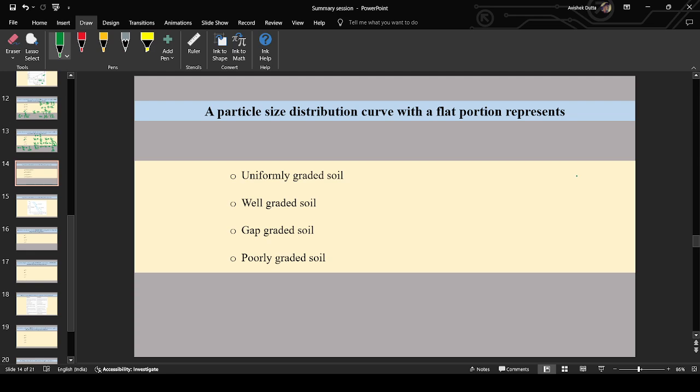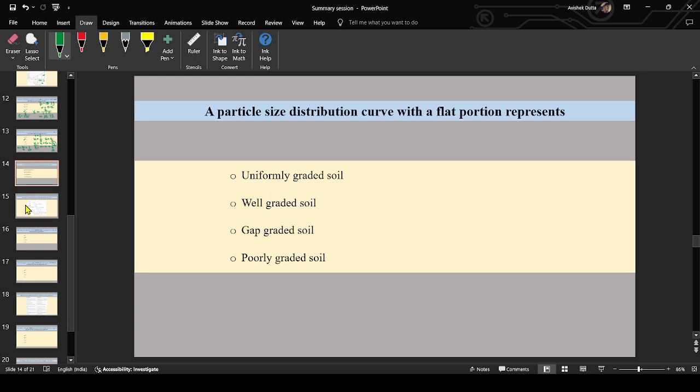Well graded soil means it has a proper percentage of all the particle sizes, which ensures a very good interlocking system, which further is helpful in increasing the strength during compaction and other processes. What is gap graded soil? Gap graded soil means a certain particle size range is absent.